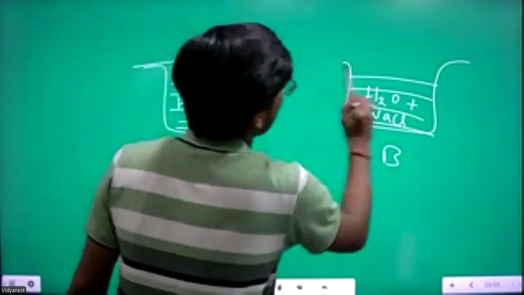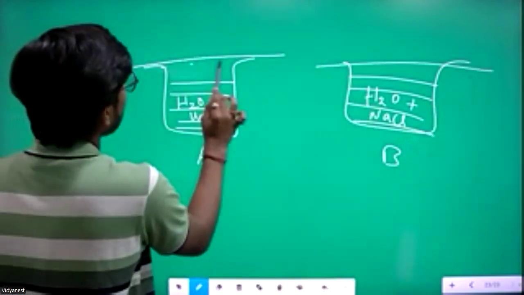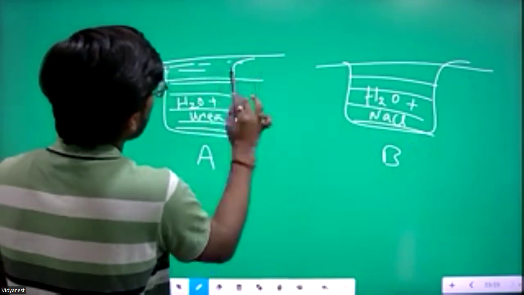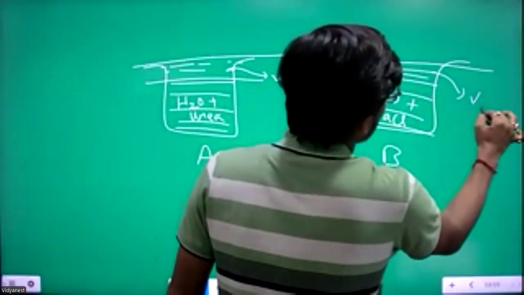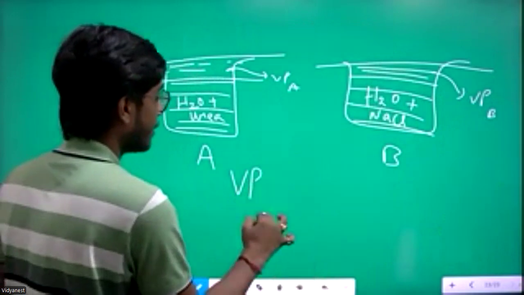We have a lid over here. Some vapors will be collected, right? So this vapor pressure is, suppose, VPA, and this vapor pressure over here will be, suppose, VPB. Can you compare VPA and VPB for me?